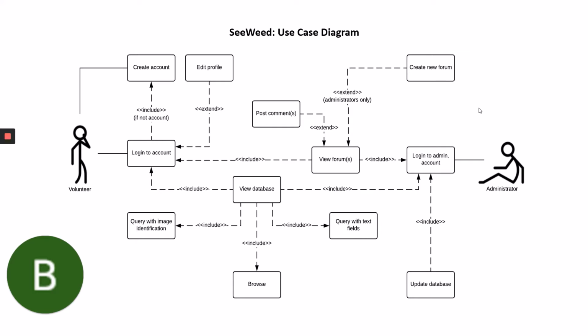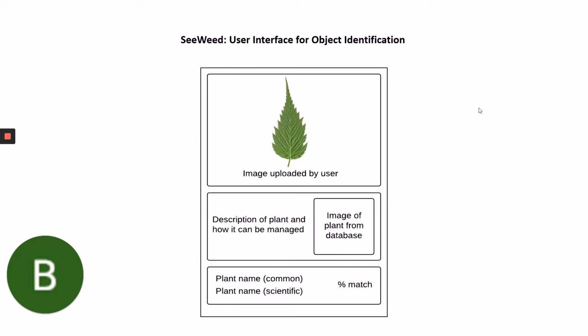To identify a weed, a typical user would firstly log into their account and then search the app's database. This can be done by either browsing the database using the text query function or the object identification function. Object identification will be the most novel and convenient way for users to identify weeds.